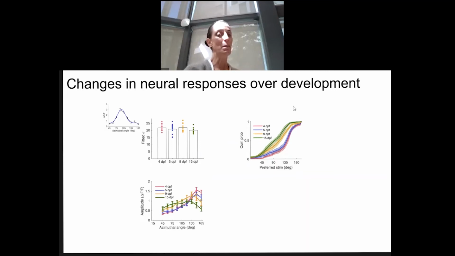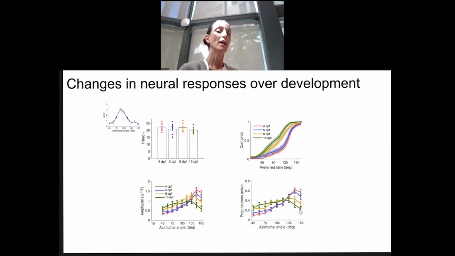We also looked at some measures of neural activity, the strength of the response and the density of the response, and we saw that more neurons were active in response to posterior stimuli at young age, and as the animal developed, this also evened out. So basically what we are looking at is some changes in neural activity as the animal develops.